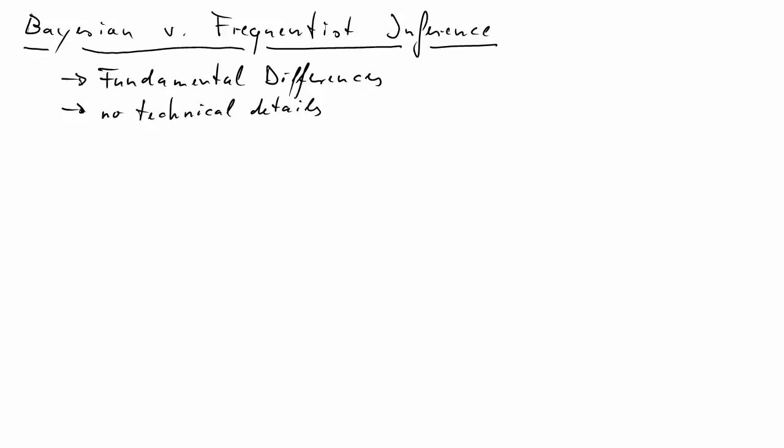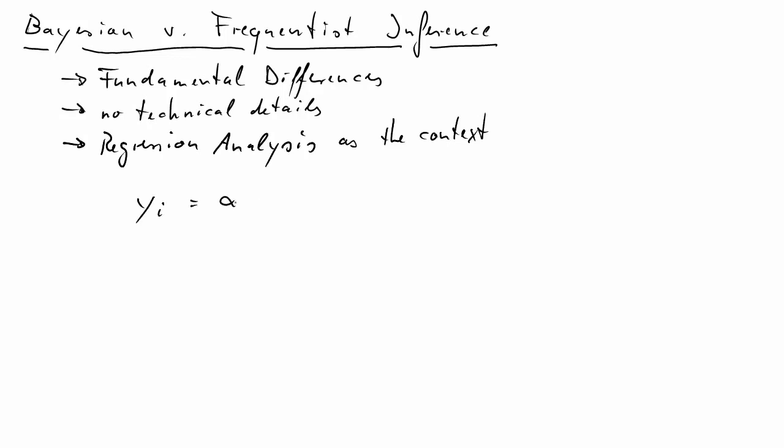In this clip, I will outline the basic differences between Bayesian and Frequentist inference. There will be no technical details, and I will explain it in the context of a regression analysis. So assume that you have some knowledge of regression analysis and what we want to achieve with it. And here we go. Here is our very simple regression model, linear, one explanatory variable.